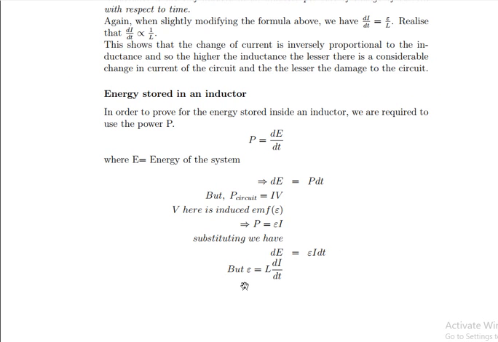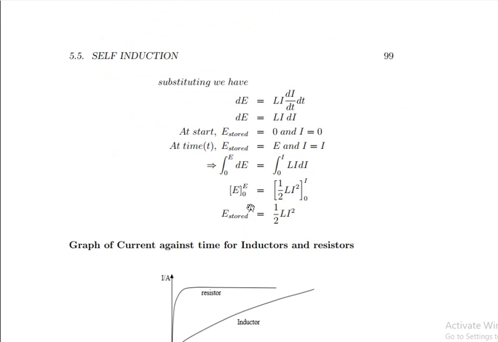But we also note that the EMF is equal to L di all over dt. So this is the formula for EMF. EMF is equal to L di all over dt. So now when substituting it, we are going to have L di all over dt times dt. So this dt and dt are going to cancel. So we are going to say dE is equal to Li di. So we can now start integrating.